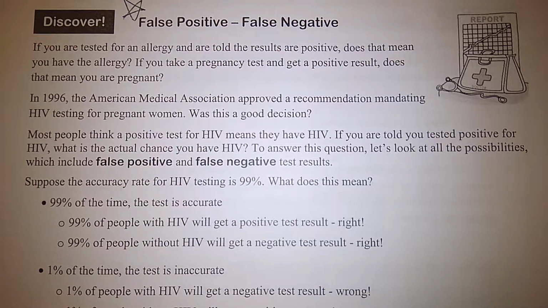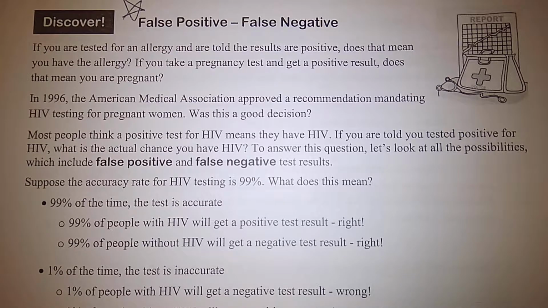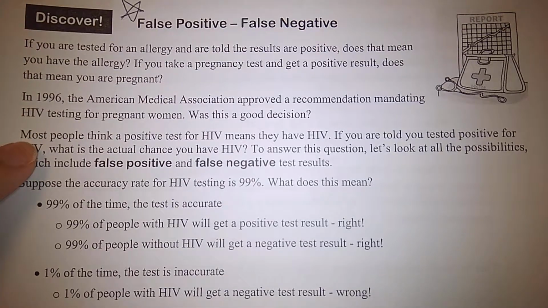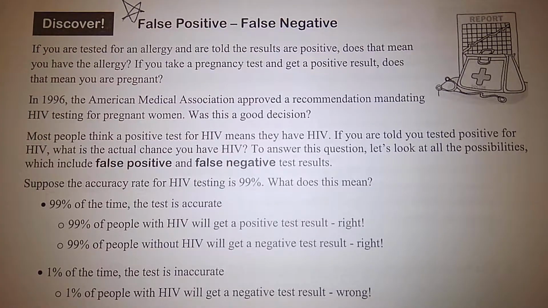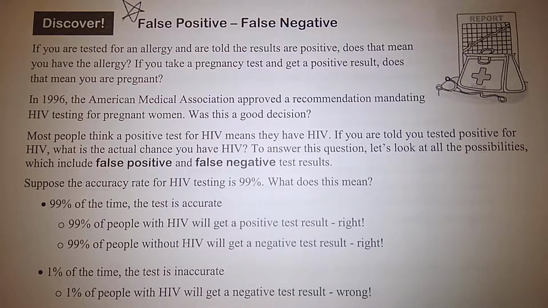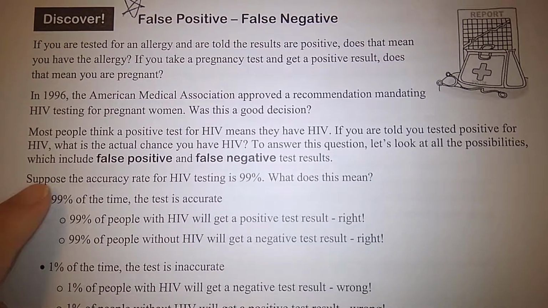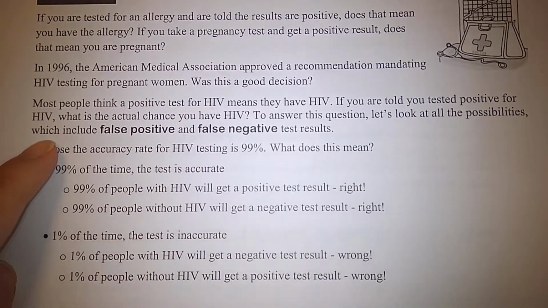If you're tested for an allergy and you're told the results are positive, does that mean you have an allergy? If you take a pregnancy test and get a positive result, does that mean you're pregnant? In 1996, the American Medical Association approved a recommendation mandating HIV testing for pregnant women. Was this a good decision? Most people think a positive test for HIV means they have HIV. If you were told you tested positive for HIV, what is the actual chance you have HIV? To answer this question, let's look at all the possibilities, which include false positive and false negative test results.